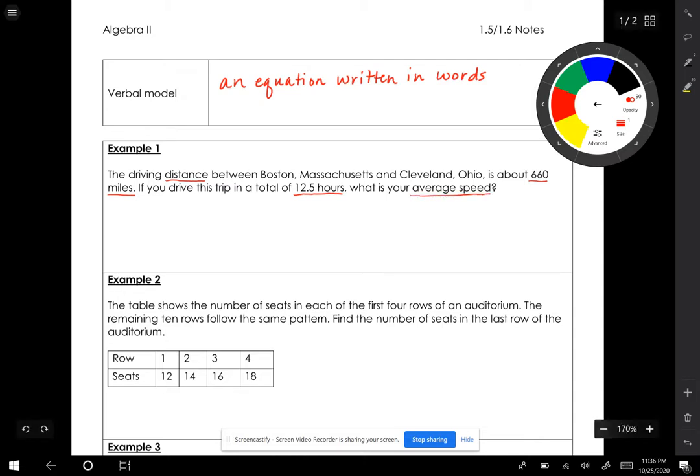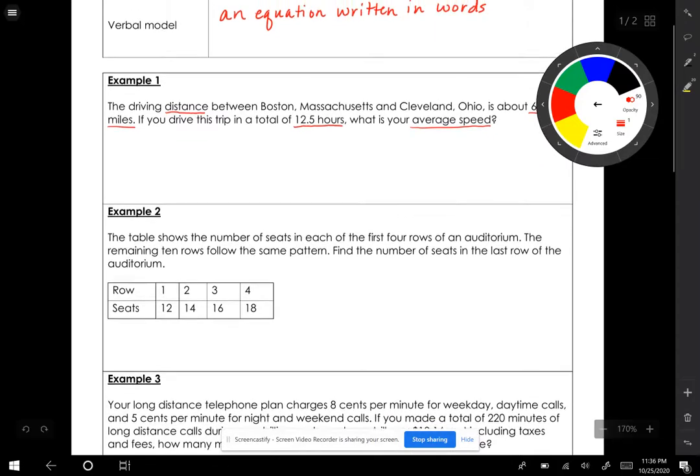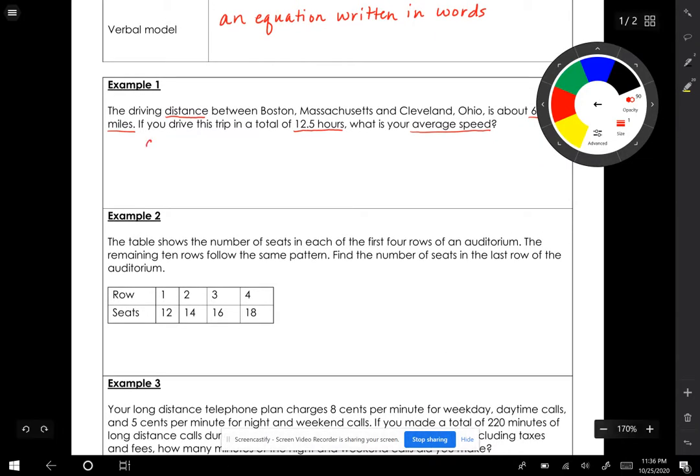So in this particular problem, we are going to use our DIRT formula. So distance equals rate times time. And then we are just going to substitute the variables that we do know. We know the distance is 660 miles. We don't know the rate of speed, but we do know that the time is 12.5. So we are going to multiply the right side, so that's 660 equals 12.5 times r. And then our last step to get r by itself is divide both sides by 12.5.